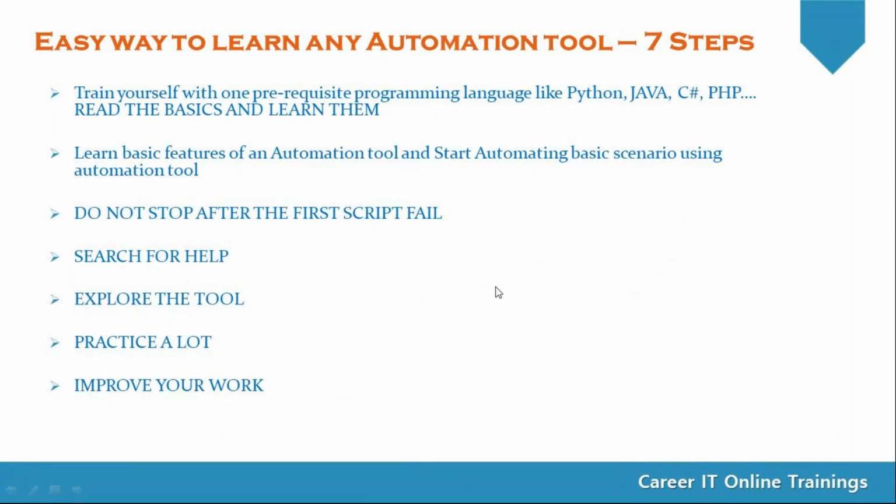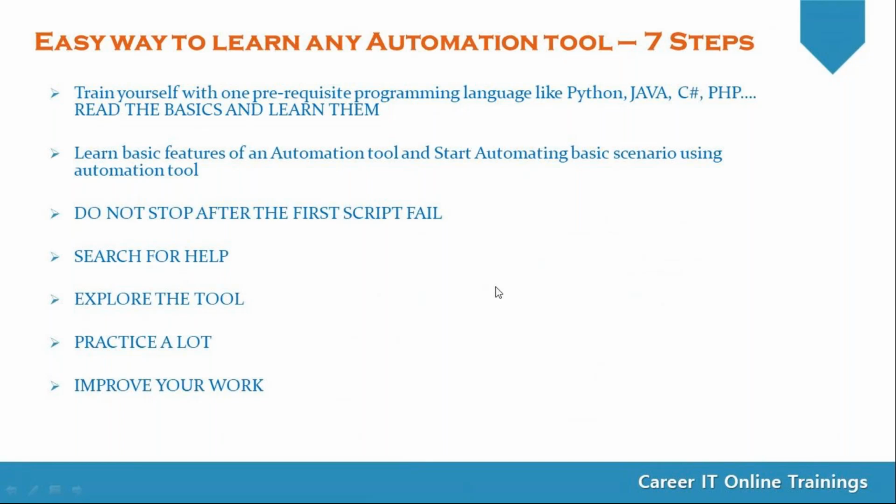Once the first script passes, you will gain some confidence, and then you can start learning the next things in the tool. So whenever we learn any automation tool, the main thing to remember is, don't stop when a test script fails the very first time. Search for help on Google, or get help from friends or folks, anyone, and then make that first script work. Then you will gain confidence, and you can start learning the next things.